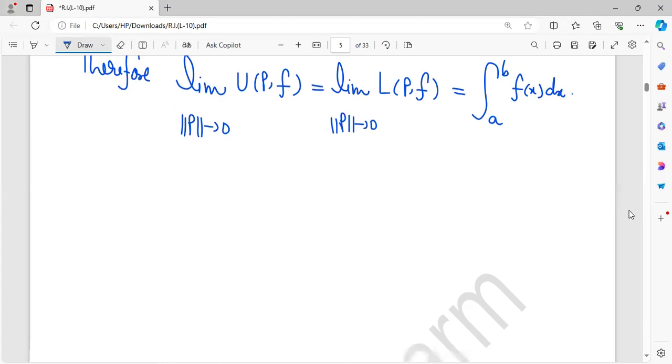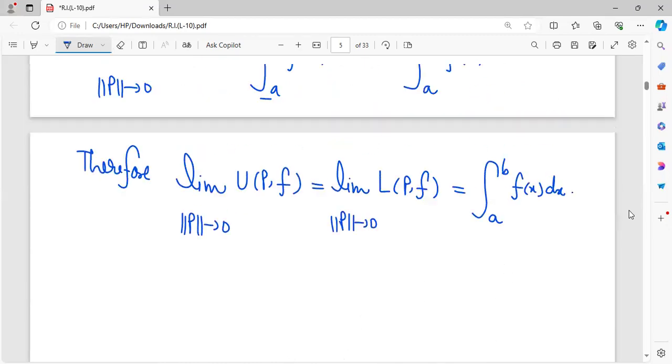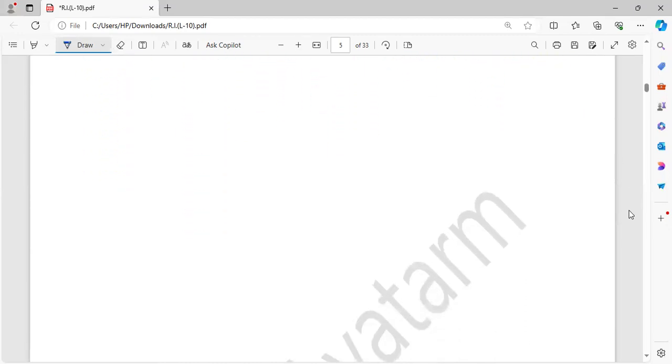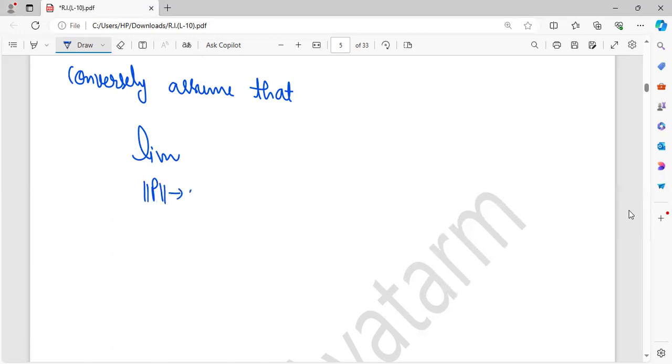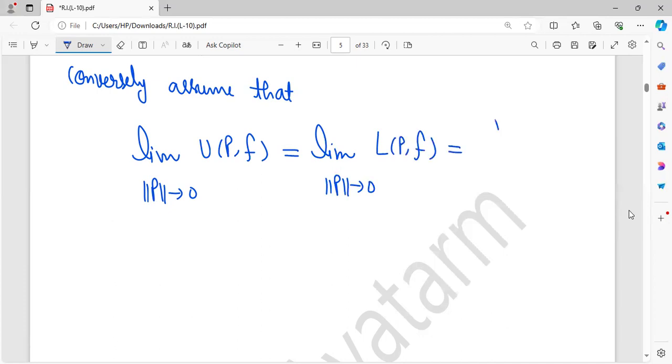The first direction is done. Now conversely, assume that the limit as norm of P tends to 0 of U(P, f) is equal to the limit as norm of P tends to 0 of L(P, f), which is equal to the integral from a to b of f(x) dx.